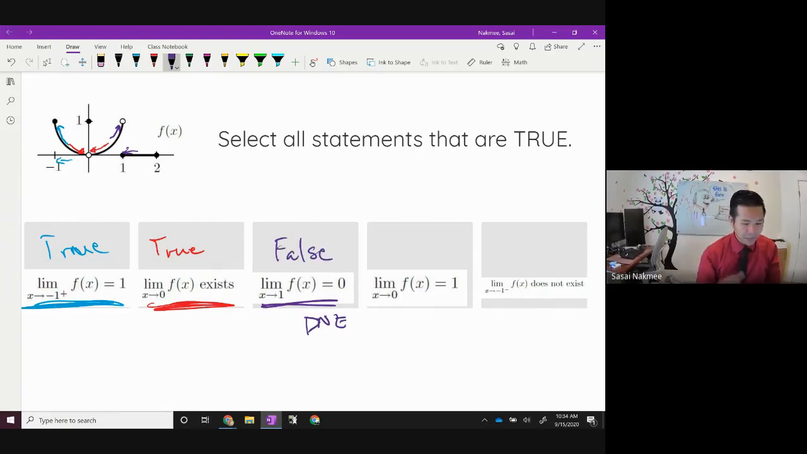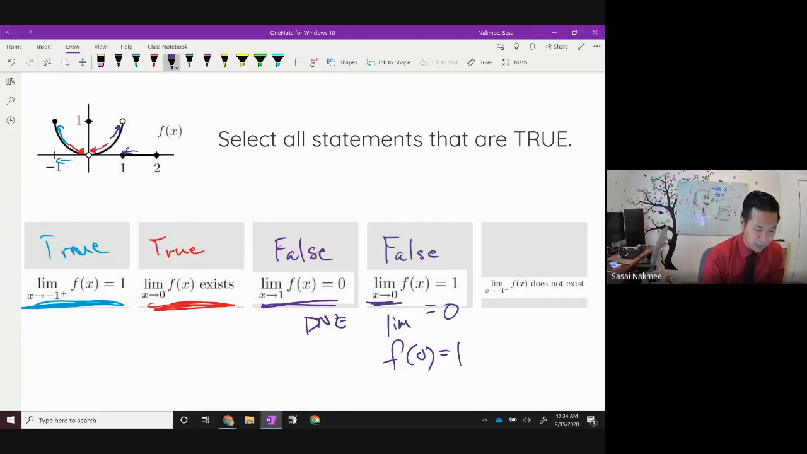Second part, the limit as x approaches 0 is equal to 1. I'd say this is false as well, because we already looked at it. The limit of this thing is going to be equal to 0, because the function is equal to 1. f(x) does equal 1 at x equals 0. That is true. The function does equal 1, but the limit, guys, that's the focus you need to look at. The limit does not equal 1. The limit as it approaches is equal to 0. So that one's false.